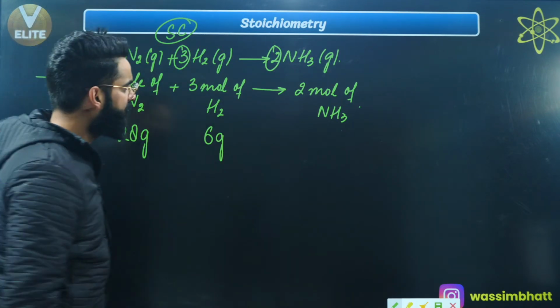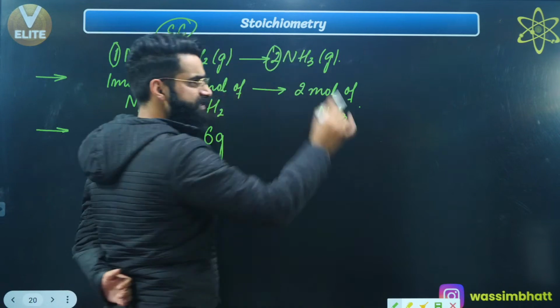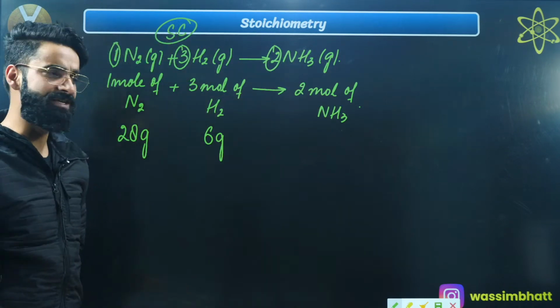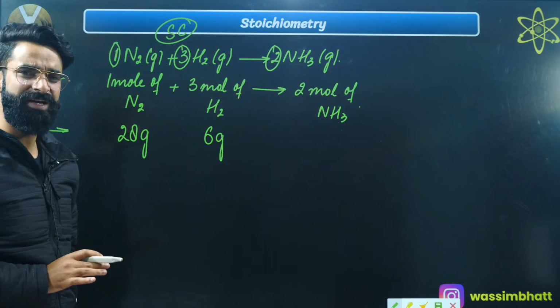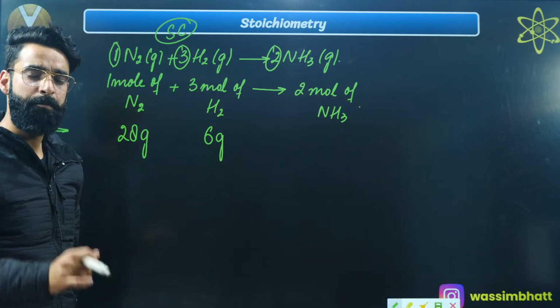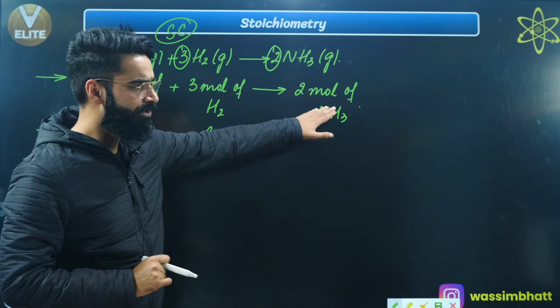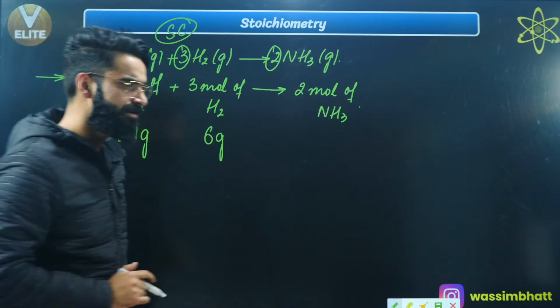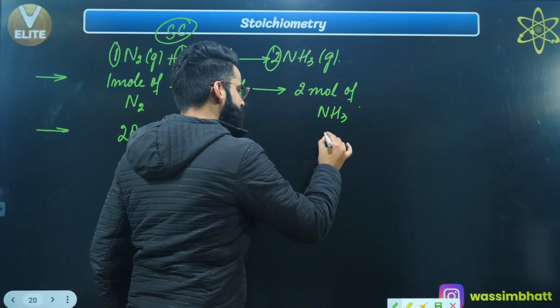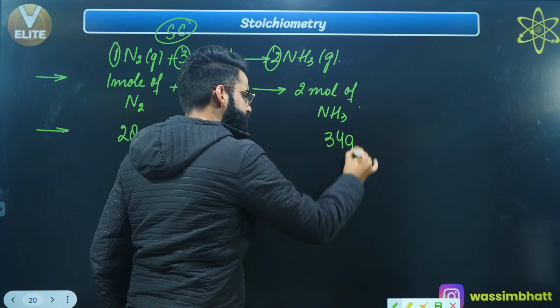If I ask you, what is the molar mass of NH3? You'll say molar mass of NH3 is 17 grams. What does that mean? That means the mass of 1 mole of NH3 is 17 grams. But do I have 1 mole or 2 moles? I have 2 moles. So 17 multiplied by 2 comes out to be 34 grams, right?